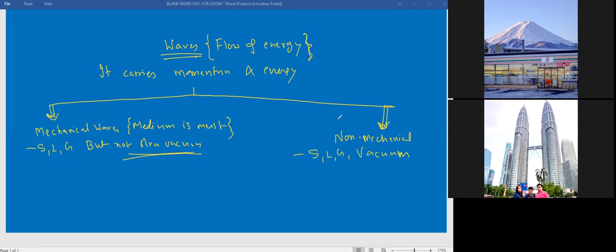Whereas non-mechanical waves are self-sustaining electric field and magnetic field oscillations. We will see them in detail in class 12 under the chapter electromagnetic waves, with equations, pressure, momentum, energy, all formulas. So this is not in our syllabus for class 11. One more difference is that mechanical waves are slow compared to non-mechanical waves, which move with extremely fast speed. Even in vacuum, they move with the speed of light, which is the maximum possible speed as per our knowledge.